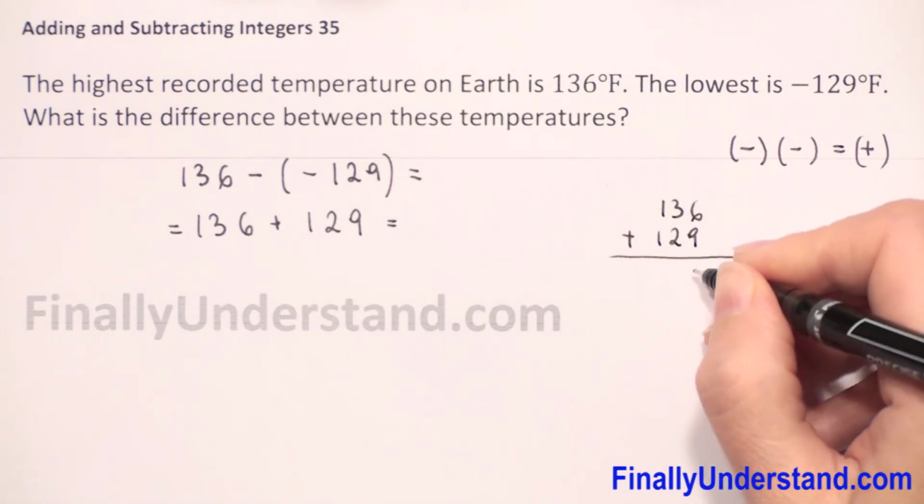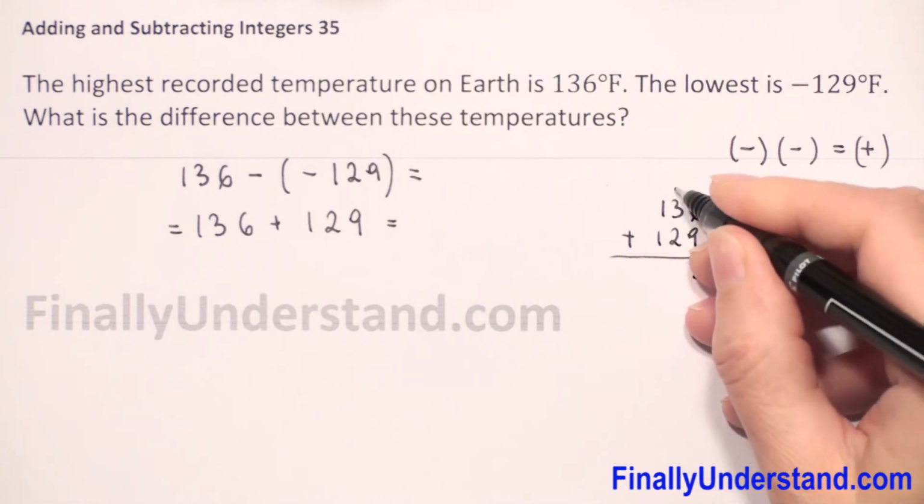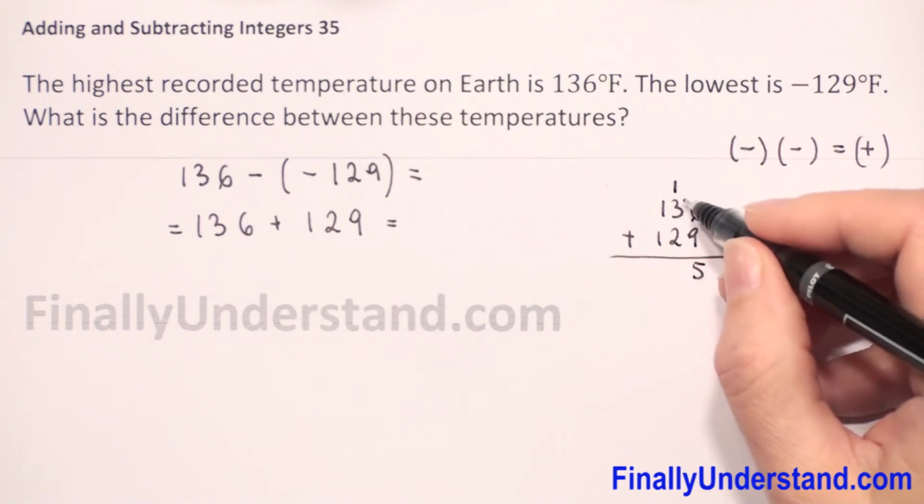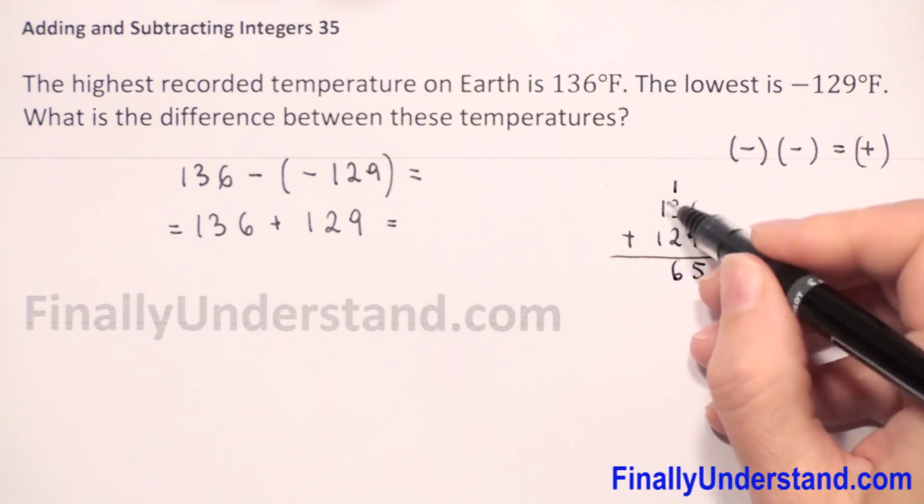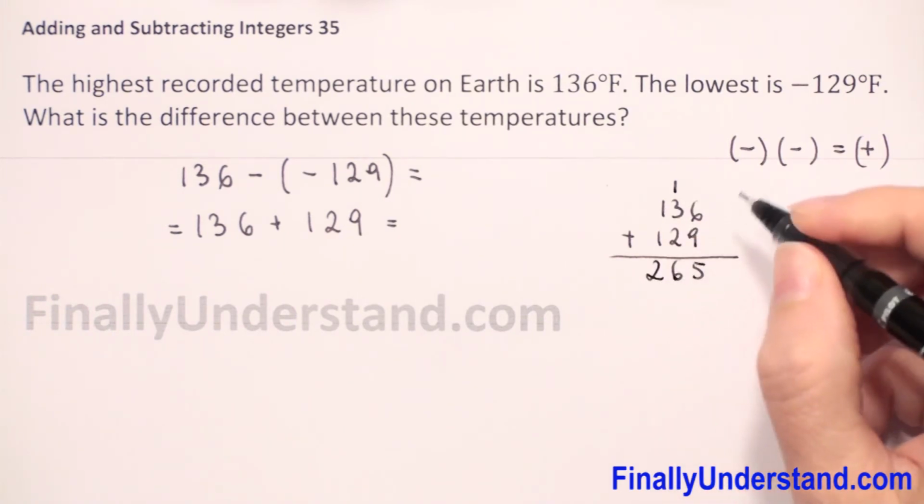So 6 plus 9 is 15. So we have 5 and 1. We have to add to the next columns. So 1 plus 3 is 4, plus 2 is 6, and we have 1 plus 1 is 2.